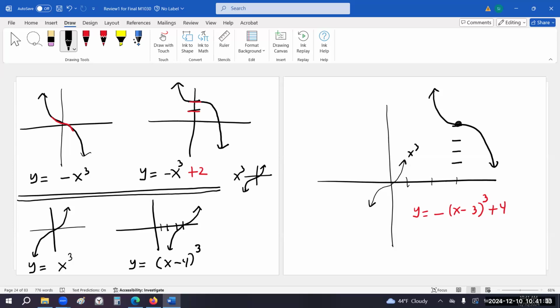Okay, one last one. 1, 2, 3, 4, 1, 2, 3. What's the equation for this one?